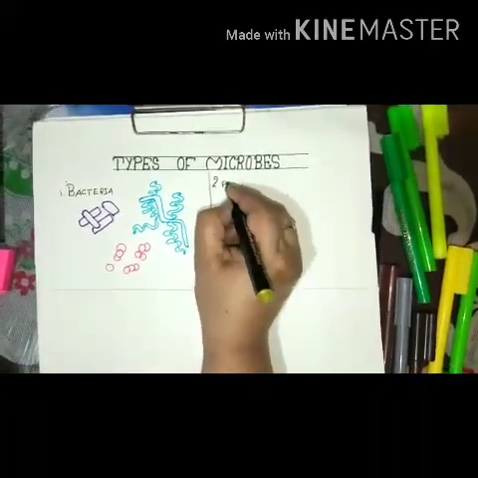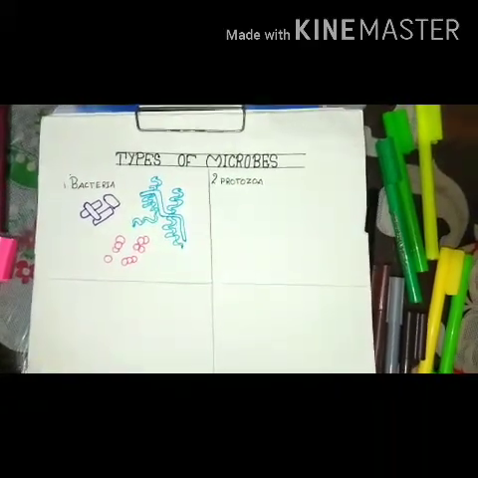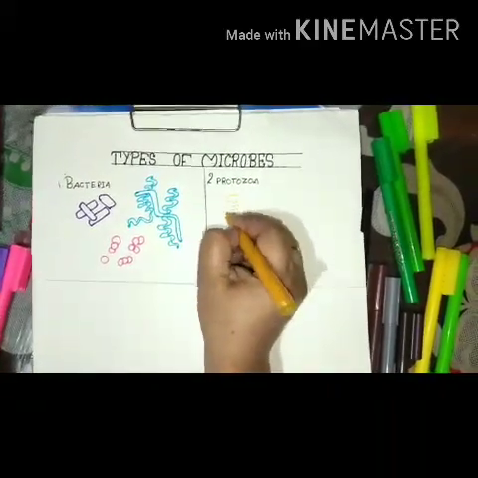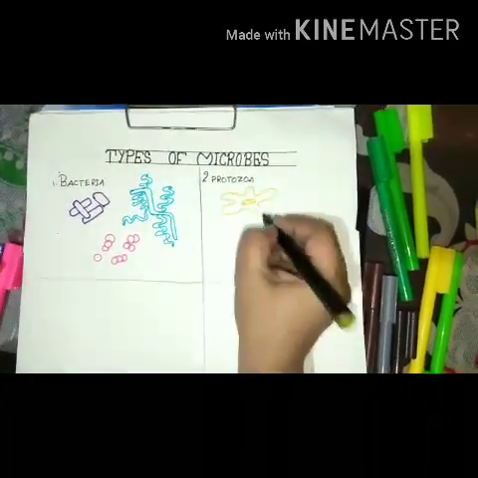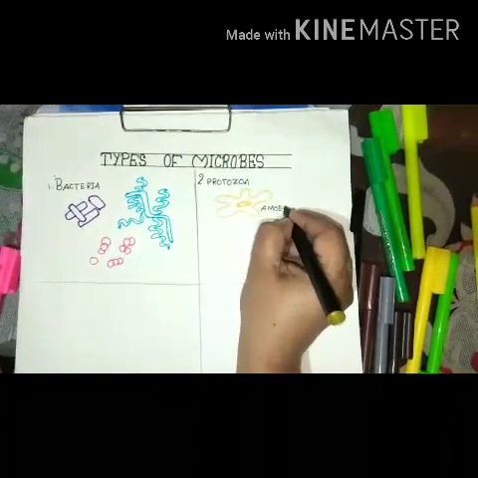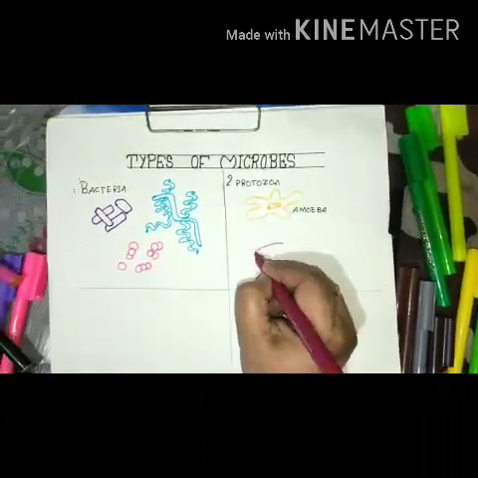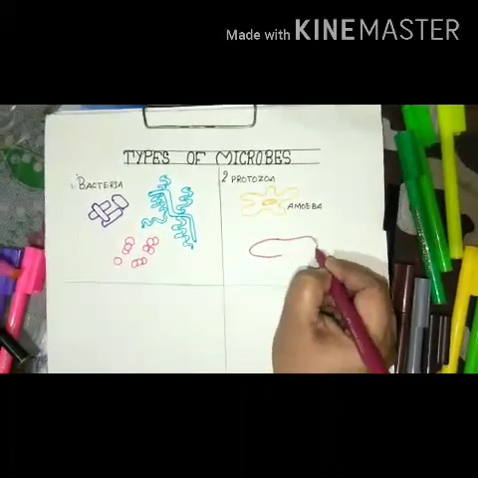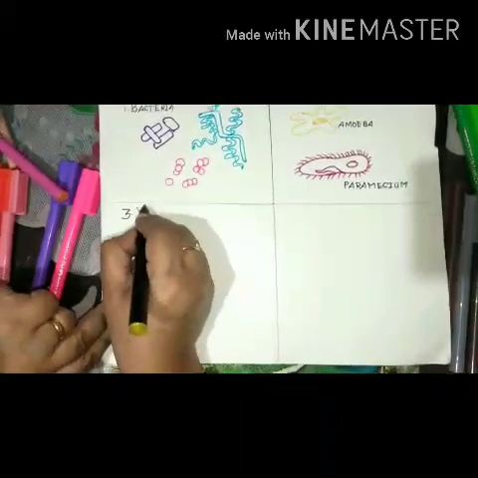Now we are going to draw the protozoa. This is a shape of an amoeba which is irregularly shaped. It has no regular shape. These protozoa can be found anywhere, in wet places, in the bodies of other animals. This is the paramecium. Its shape is just like a slipper. Next we have the viruses.